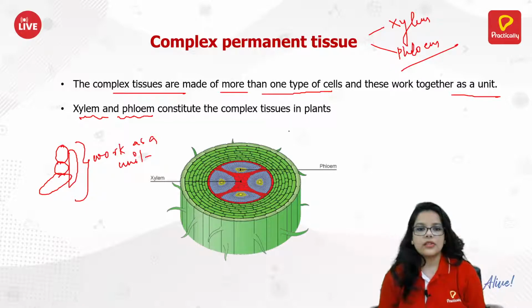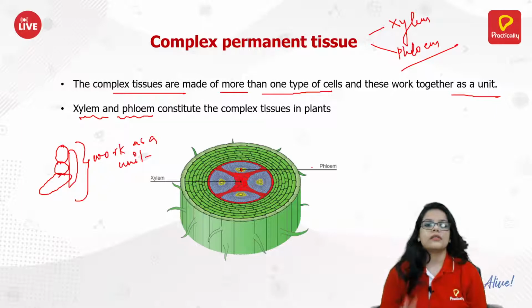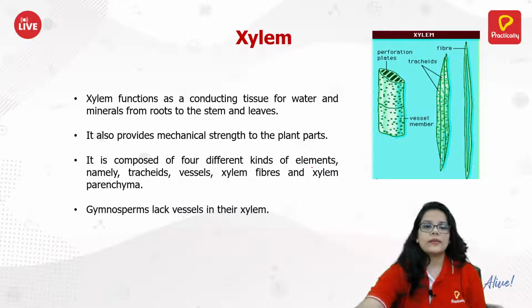Okay, so here, see, these are the different cells, etc. In the middle, they'll have phloem and outside they'll have xylem. This is how it looks. Basically, phloem and xylem, this is how they look. Okay, let's see. First, we'll be discussing xylem.